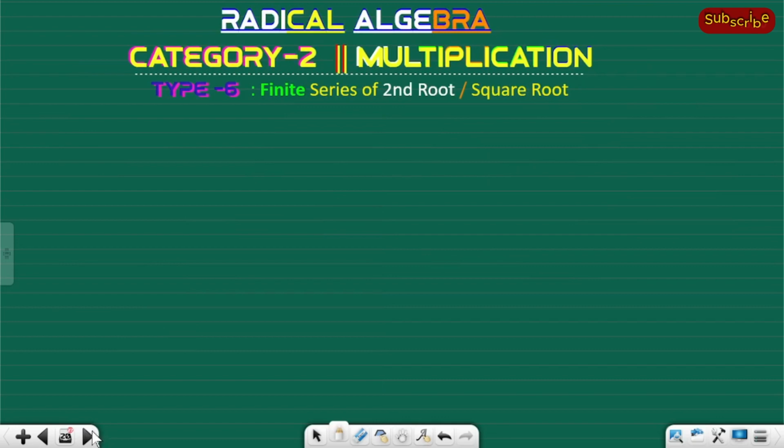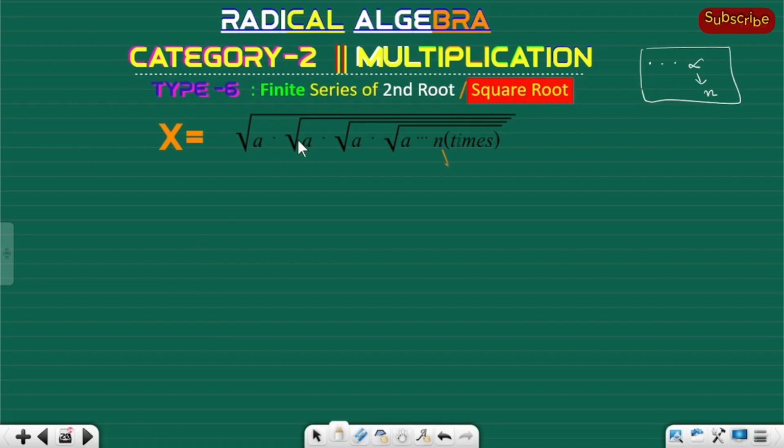Let's go to type 6, finite series of second root, square root. Finite series means up to now we have been doing dot dot dot up to infinity, right? Instead of infinity we will have n, the number of terms, a countable number of terms. Let's see. A up to what time? N times. So the number of terms will be n.